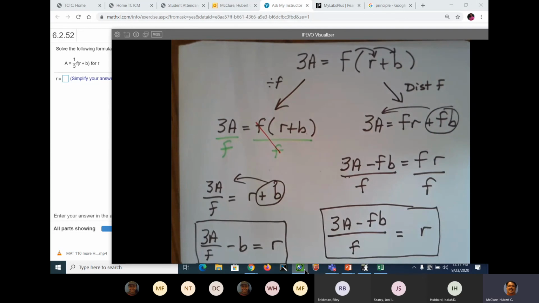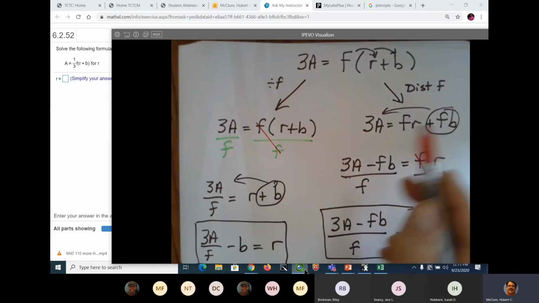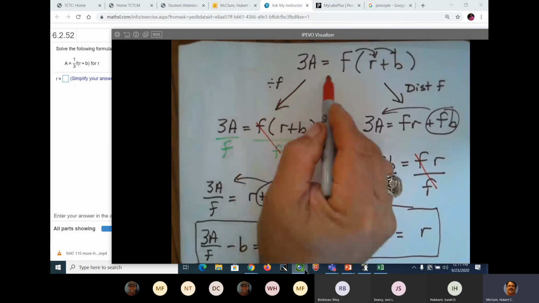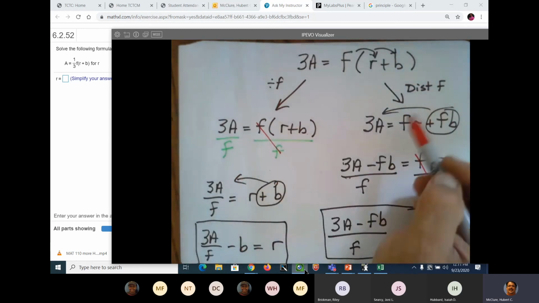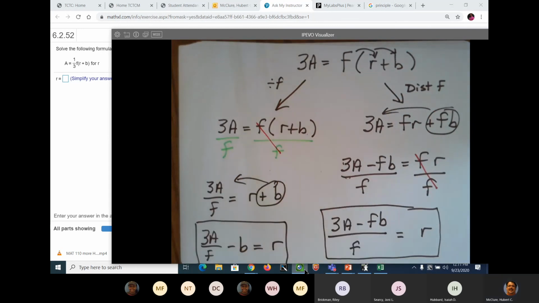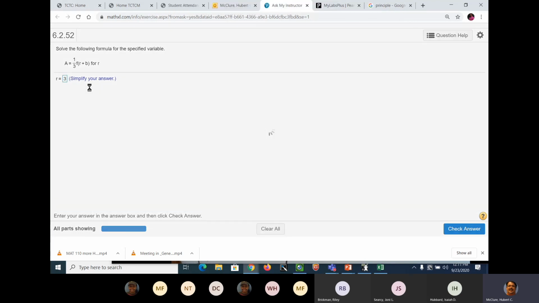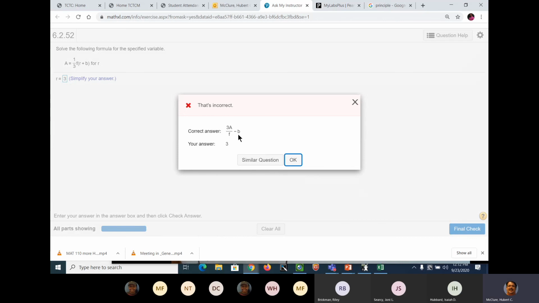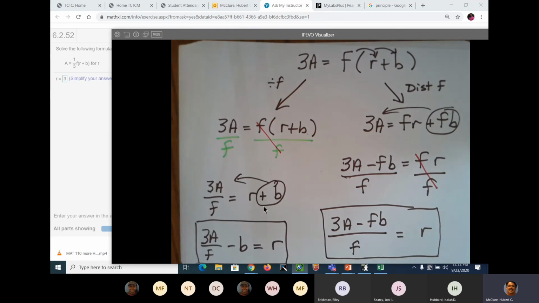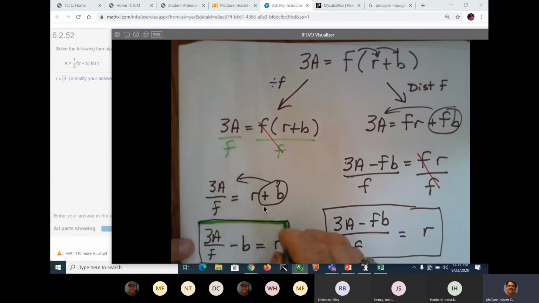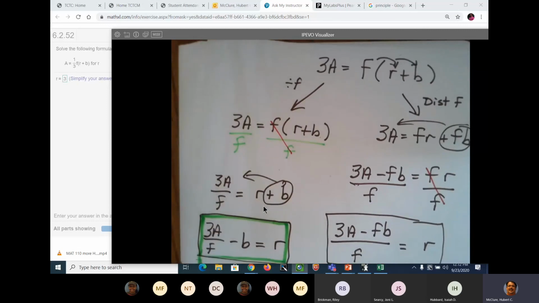The main thing you do when you go home tonight is look over these two that I just did and make sure you understand the difference between dividing by F to get R plus B by itself and distributing F. Okay? So that's two ways you can do that problem. I know I'm over, but let me see what they wrote theirs as. Hold on, number lock. Okay, my number lock's not working. There. Let's see which one they did. 3A over F minus B. So it looks like they're following this method over here on the left, because they got this answer. It's not wrong. You can do it the other way, though. It's up to you. Whichever way you like it.